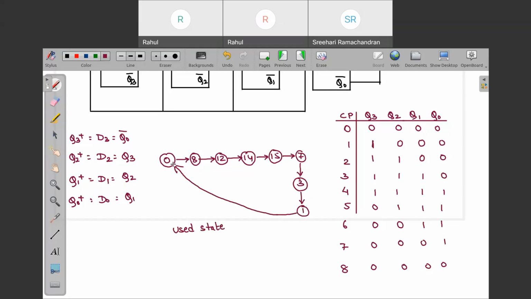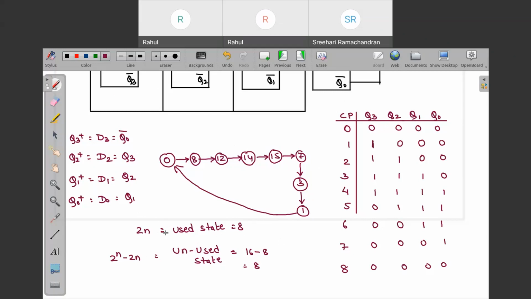So how many unused states are over here? Unused states. So 1, 2, 3, 4, 5, 6, 7, 8. Unused states. So there will be a total of 16 combinations when we have 4 bits. Out of that, 8 are used. So 16 minus 8, that is 8, is unused. So if you generalize this, if you have n flip flops over here, the number of used states will be 2n, and unused states will be 2 to the power n minus 2n. Okay, is this clear? Tell me, is this clear?